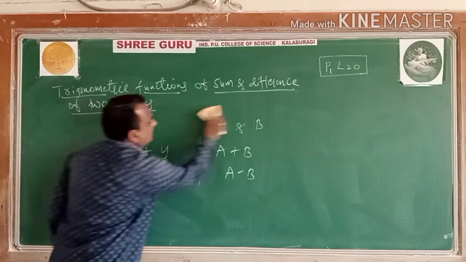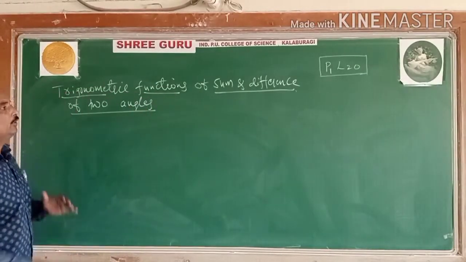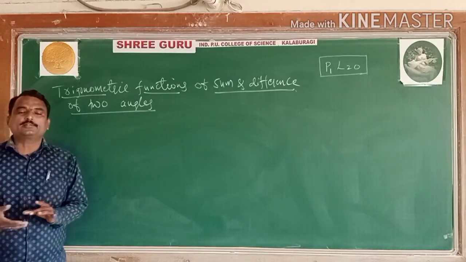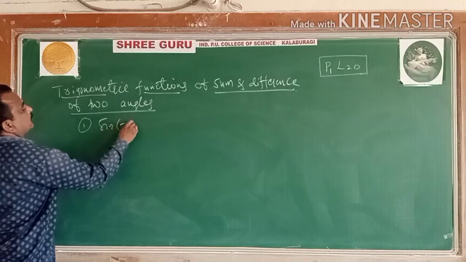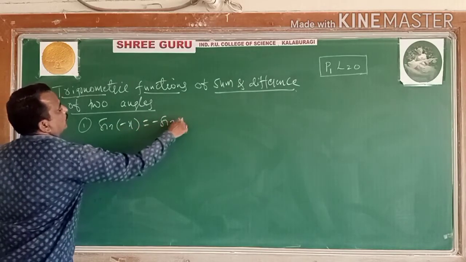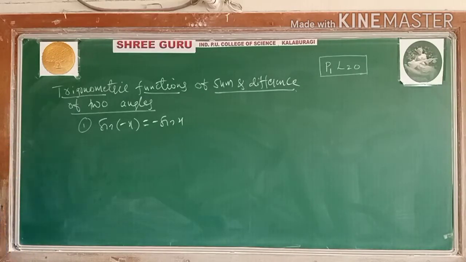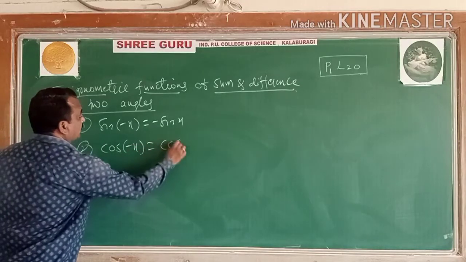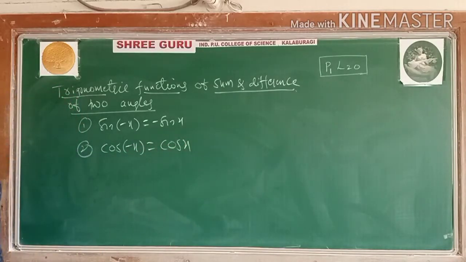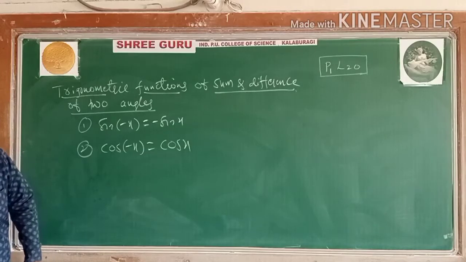Now see, one result is there. Let us prove that result, and using that result we will prove some more results related to it. Sin of minus x equals minus sin x. Cos of minus x equals plus cos x. These results I have discussed many times.